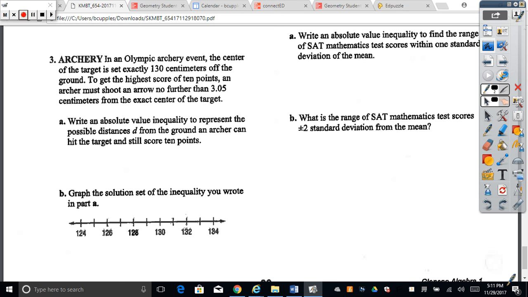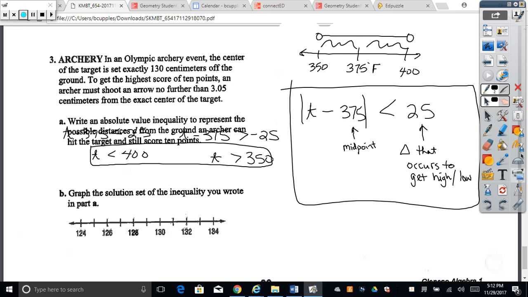Well, this says no further. If you have a target, let's think of this. There's the bullseye, not a very good circle, but close enough. The center of the bullseye might even be resting almost on the ground. This distance right here is 130 centimeters. My guess is the circle is probably resting on the ground, so it's probably more like this.